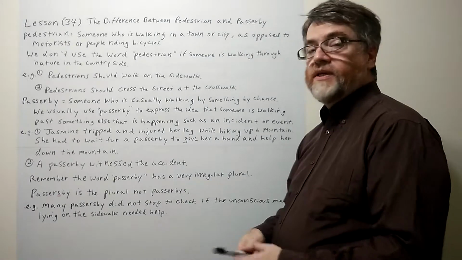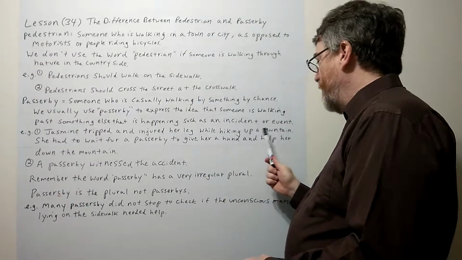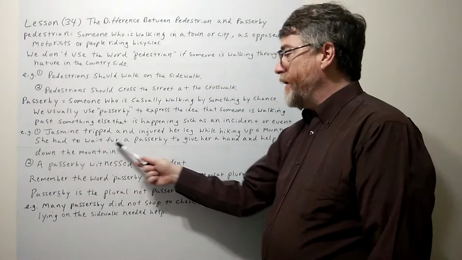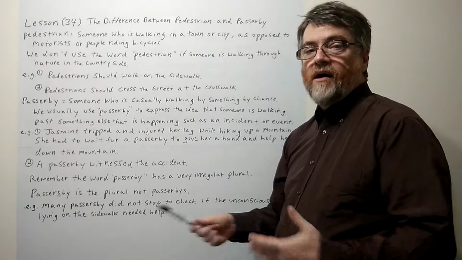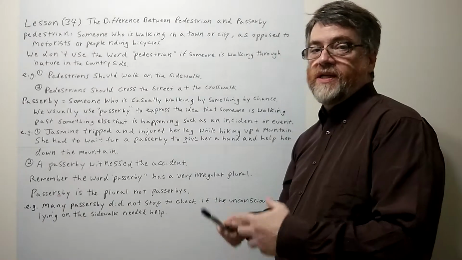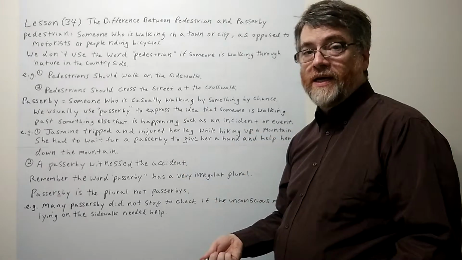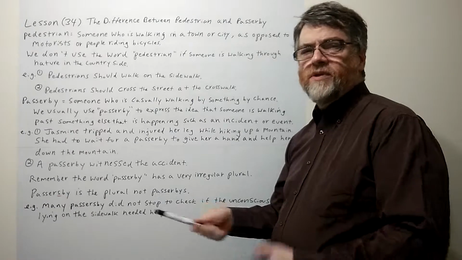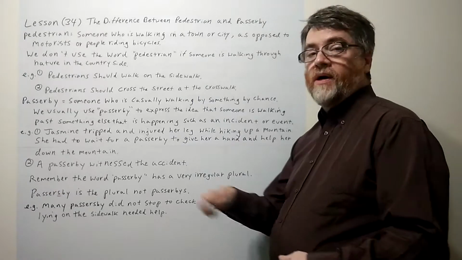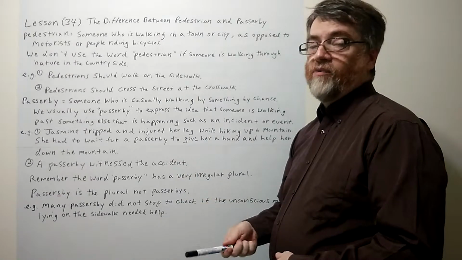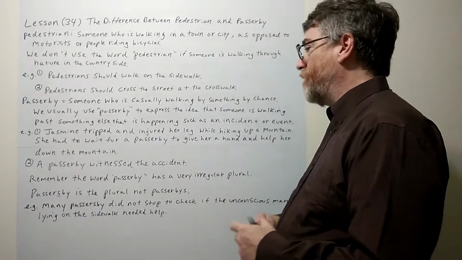So you are a passerby. Let's take a look at the first example. Jasmine tripped and injured her leg while hiking up a mountain. She had to wait for a passerby to give her a hand and help her down the mountain. Clearly this is not a city or town situation. Something happened. She fell down and hurt her leg. She had to stay there, and maybe she was along a trail, so hopefully somebody would come by sooner or later. She had to wait for a passerby to give her a hand and help her down the mountain.